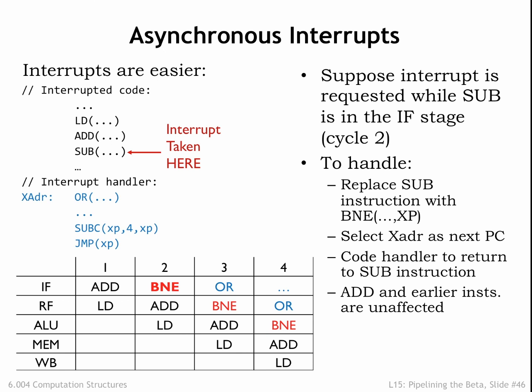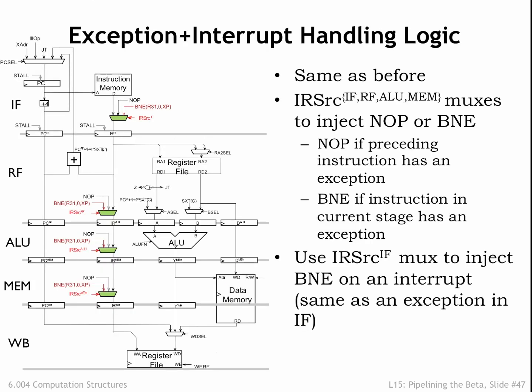Note that the add, load, and other instructions that came before sub in the program are unaffected by the interrupt. We can use the existing instruction path muxes to deal with interrupts, since we're treating them as IF stage exceptions. We simply have to adjust the logic for IR source IF to also make it 1 when an interrupt is requested.